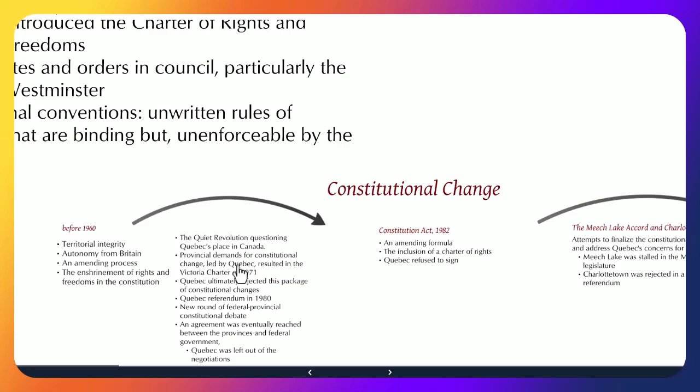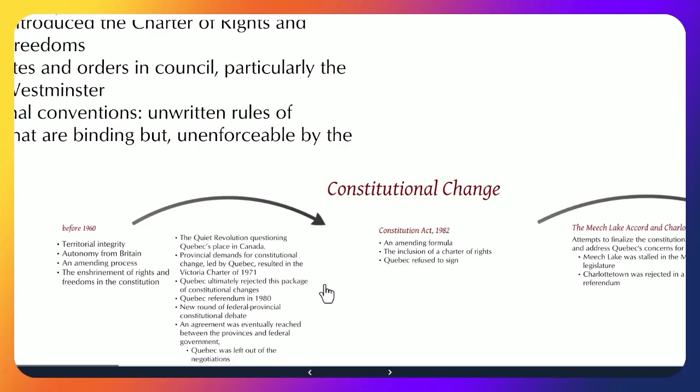Provincial demands for constitutional change, other provinces also started making demands for constitutional change, which resulted in the Victoria Charter of 1971, but Quebec rejected this package. And the Quebec referendum in 1980 initiated a new round of federal-provincial constitutional debates, and an agreement was eventually reached between the provinces and the federal government. So this new round then was fueled again by Quebec's concern about its place in the Confederation, but Quebec, ironically, was left out of the negotiations, so this issue was again not settled.